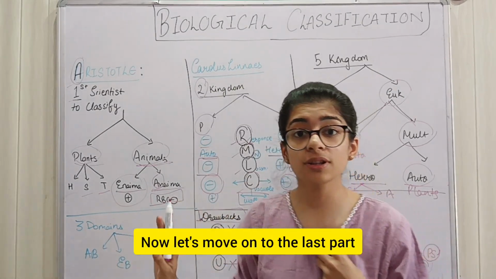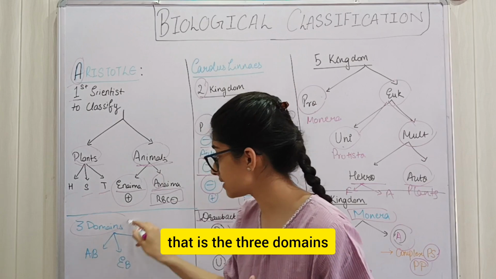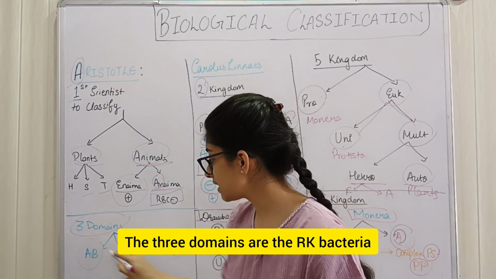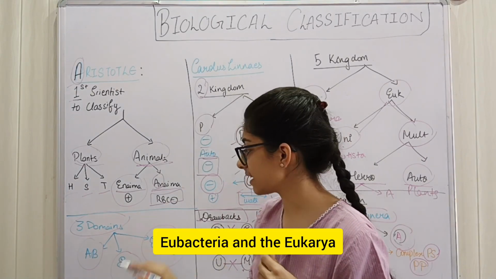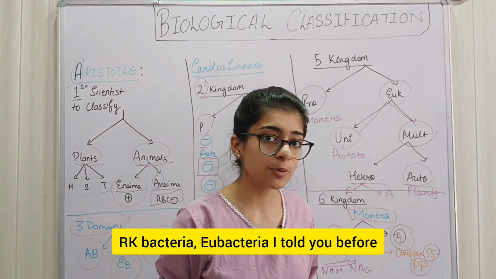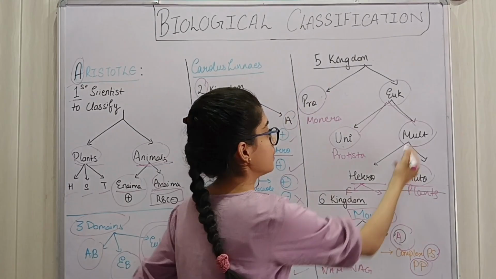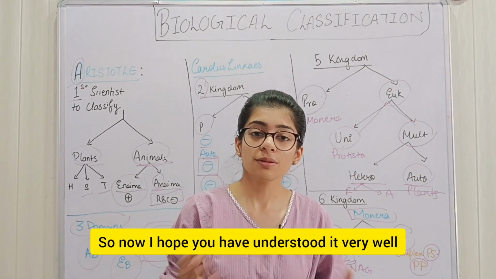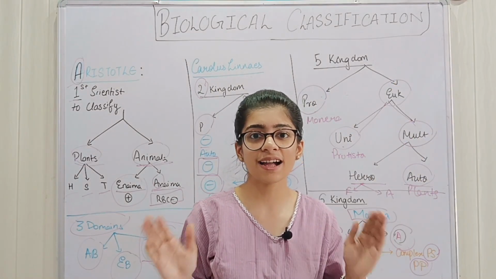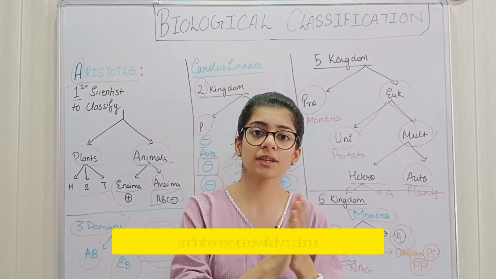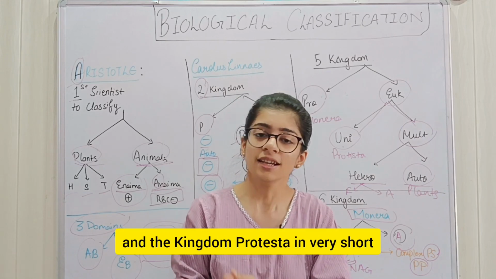Now let's move on to the last part, that is the three domains. The three domains are the Archaebacteria, Eubacteria and the Eukarya. Archaebacteria, Eubacteria I told you before, but the Eukarya refers to the whole of this. This is the Eukarya part. So now I hope you have understood it very well, and in the next video I will tell you about the kingdom Monera and the kingdom Protista in very short.